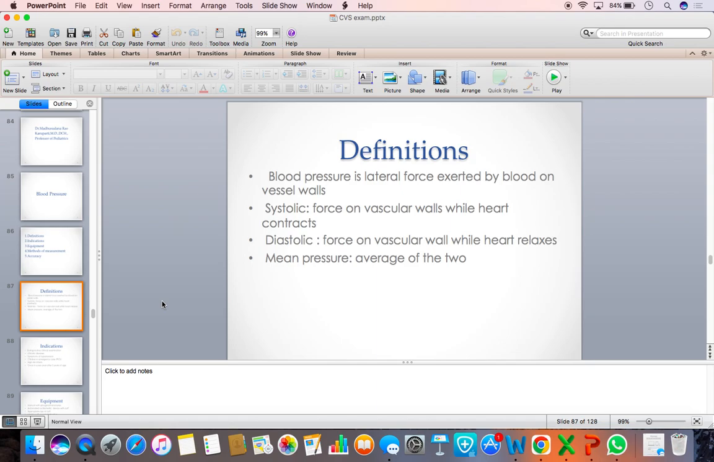It is divided into systolic and diastolic. Systolic is the force on the vascular wall while the heart is contracting. During systole, ventricles contract and this blood is pumped into the peripheral circulation, exerting the lateral pressure over the walls of the blood vessels. This is systolic pressure. Then diastolic is the force on the vascular wall while the heart is relaxing. That is during diastole. The mean pressure is the average of the two.